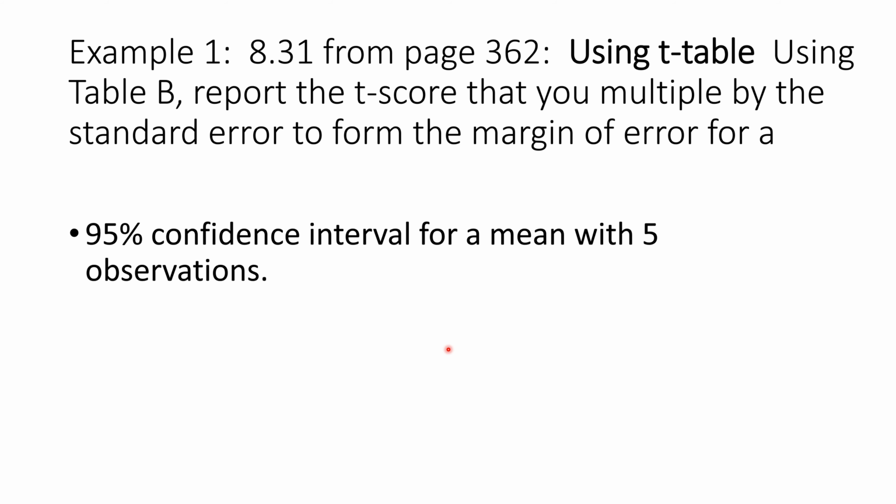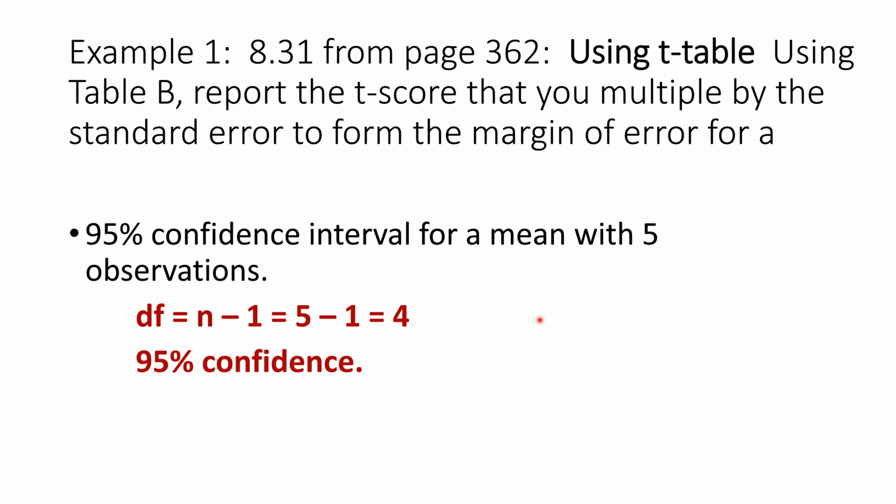This is an example from your textbook. You can pause this video and try to do the question by yourself. We want to find the critical value for a 95% confidence interval for a mean with 5 observations. First, let's calculate the degrees of freedom, which is 5 minus 1 equals 4. And we know that we want the 95% confidence interval. Using the t-table, we can find that the t value will be 2.776.